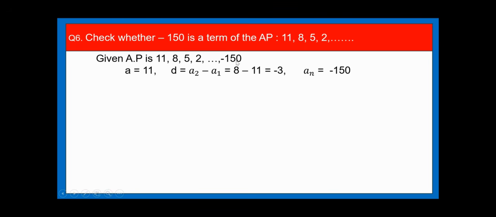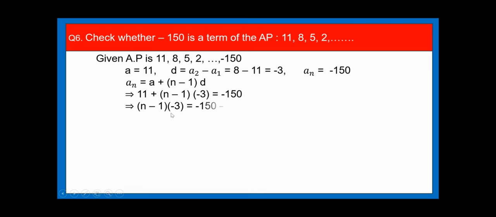And let us assume that this minus 150 is a term of this arithmetic progression, and let it be the nth term. That is an is equal to minus 150. Now what is the formula to find the nth term of an AP? Yes, an is equal to a plus n minus 1 into d. Now let us substitute the known values. We know the a value, we know the common difference, and we know the an value, and let us find the n value. a is 11 plus n minus 1 into common difference minus 3 is equal to minus 150. Now take this plus 11 to the other side.